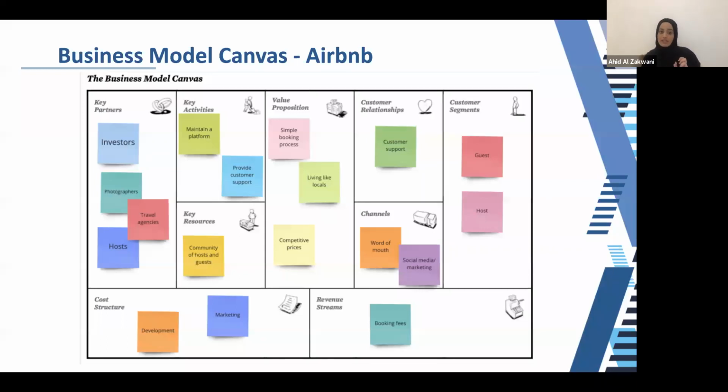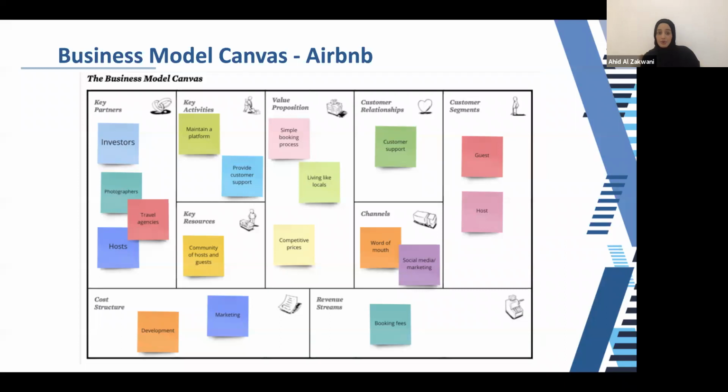The second section, key activities, is the set of actions that you have to undertake in order to deliver value to your customers. Here, for example, they have to maintain a platform and provide customer support. These are the key activities that they have to take into consideration. The third section is key resources, what you need exactly in order to make your product live. Do you need tools, equipment, employees, developers? For Airbnb, for example, they have a community of hosts and guests, and these make Airbnb work.